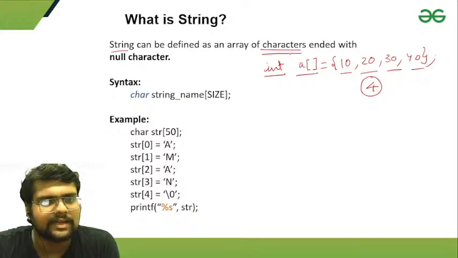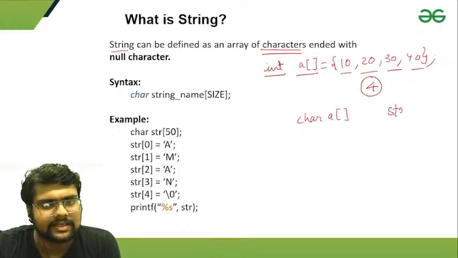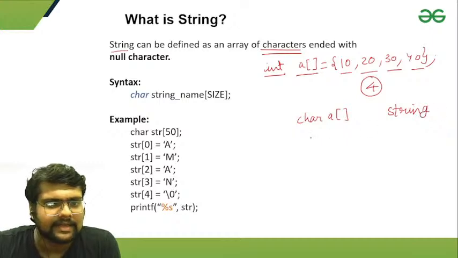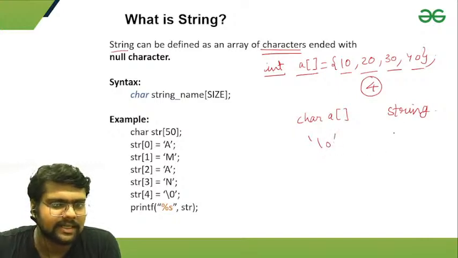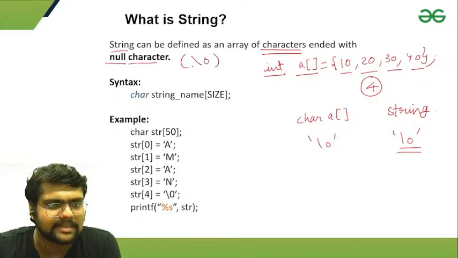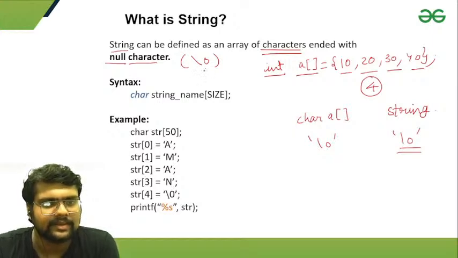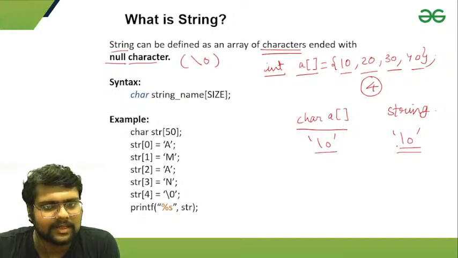But the difference between a character array and a string is that in a character array we don't have to have this null character. But in a string, every string should end with a null character. Okay. So this is a null character. So the null character is \0. Okay. So \0 is our null character. Okay, so in a normal character array we don't have to have this character at the end, but in a string we have to have this character in the end.